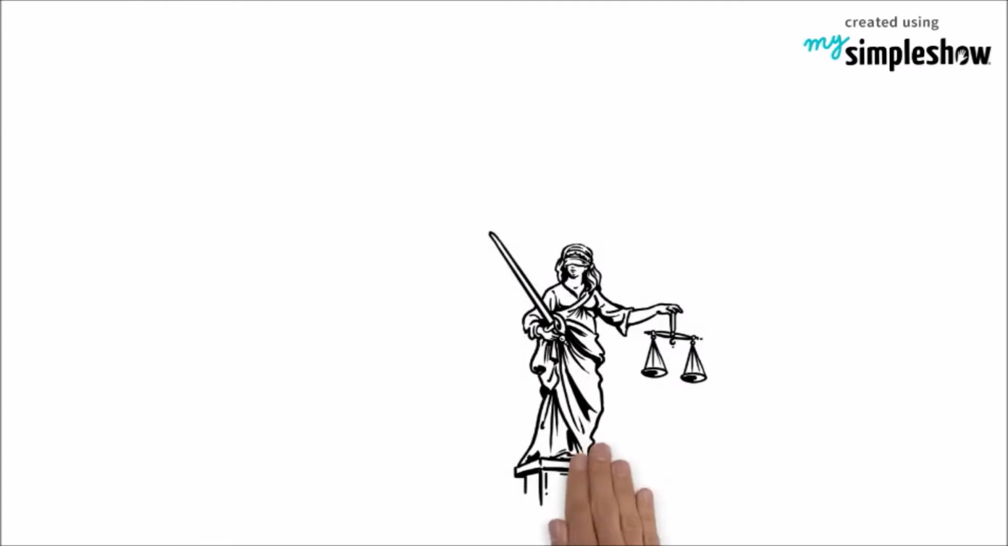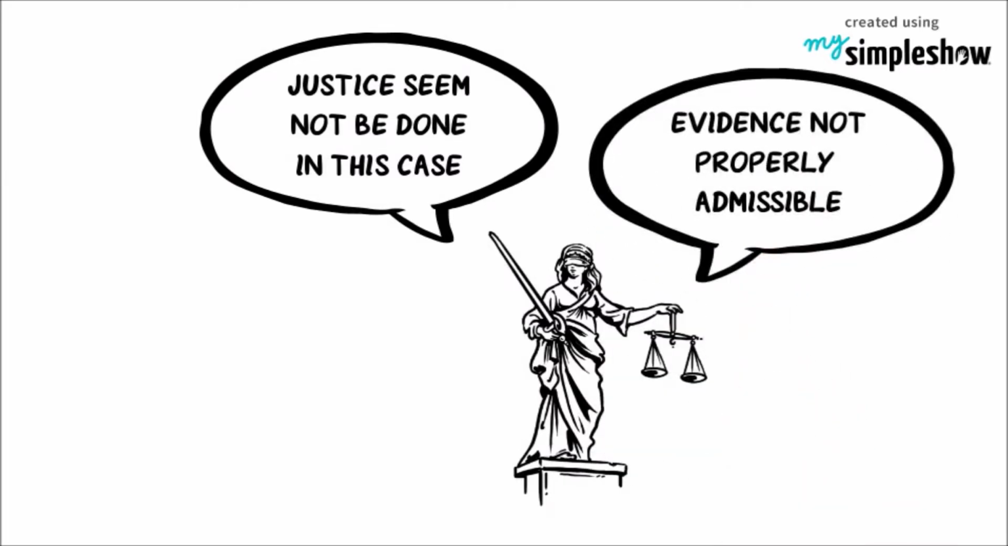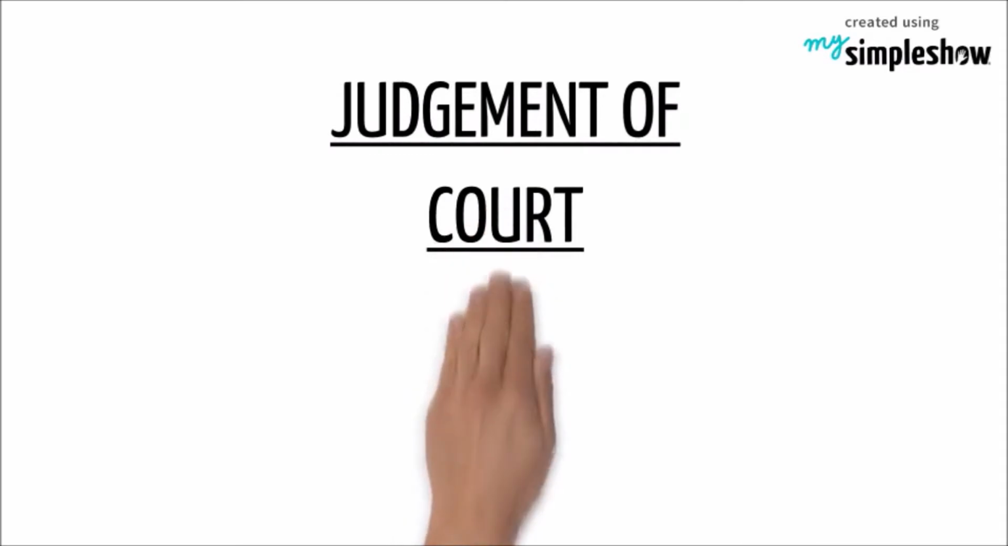It was contended that justice had not been done in this case, because, on the trial on the counts in respect of one man, evidence in respect of the other men was not admissible, and the appellant had, therefore, been improperly prejudiced by the joint trial. Judgment of the court.